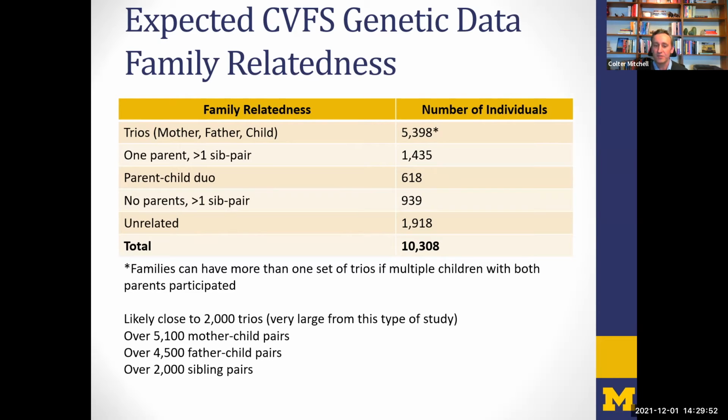However, in talking with Dirga and a few other things we've been trying to estimate, we think that there's probably closer to like 2,000 trios, which is an enormous study for trios. We have probably somewhere north of 5,100 mother-child pairs, over 4,500 father-child pairs, and probably a lot more than, but probably at least 2,000 sibling pairs, which again, all of these are some of the biggest that I've seen in these kind of family relatedness studies. So there's some really cool things to keep in mind.